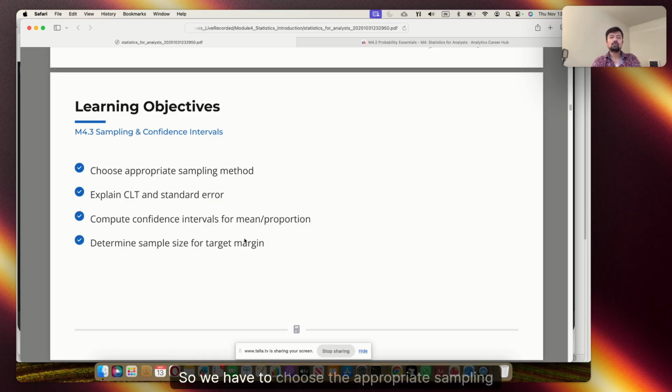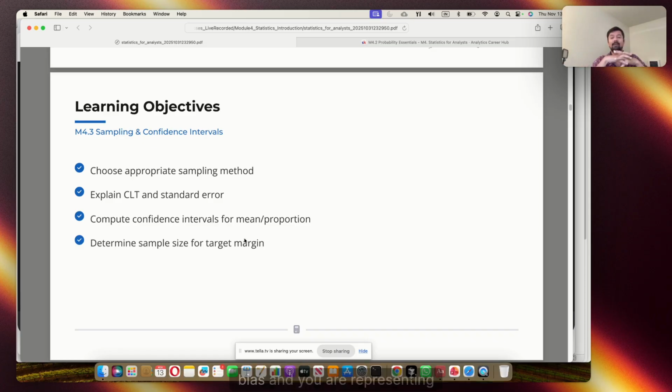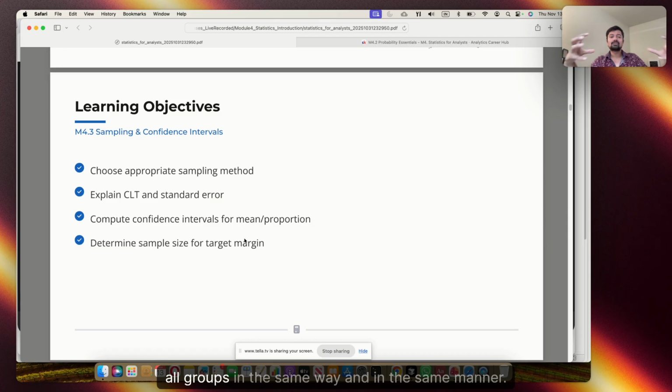So we have to choose the appropriate sampling method. There are n number of sampling methods that you can try, but you need to select the appropriate method in such a way that you are not using anything biased towards one particular sample or one particular group. The best sampling method makes sure that you have less bias and that you are representing all groups in the same way and in the same manner.